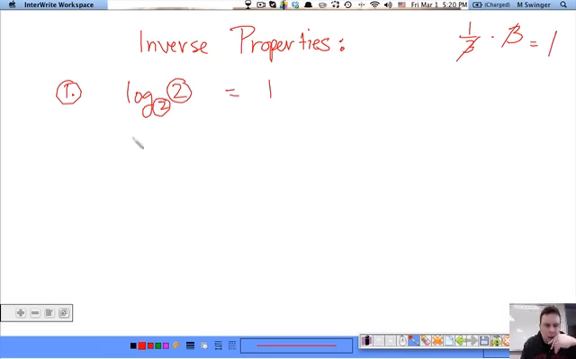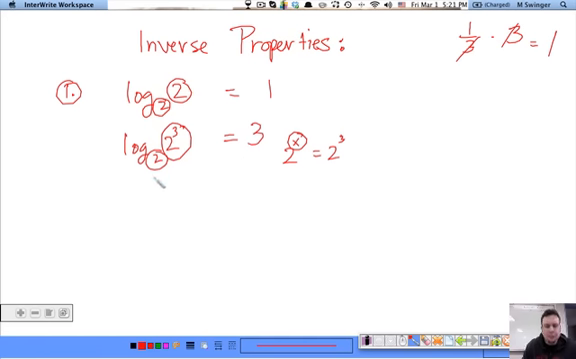Now, what do you think this is? Log base 2 of 2 to the 3rd power. What does that mean? Off to the side, 2 to some power, we'll call it x, equals whatever is right here, 2 to the 3rd. Well, what does x have to be? X has to be 3, right? 2 to the 3rd equals 2 to the 3rd. The answer is 3.